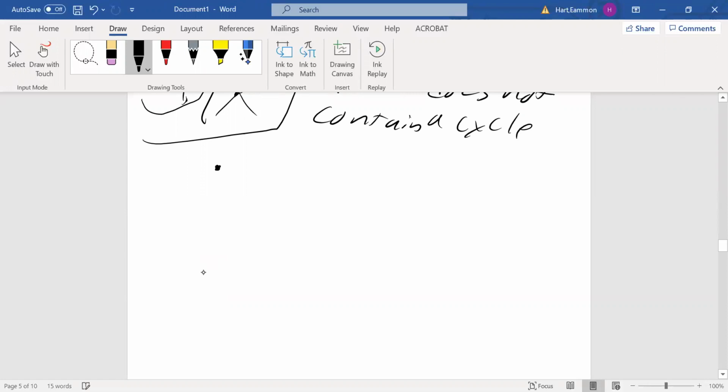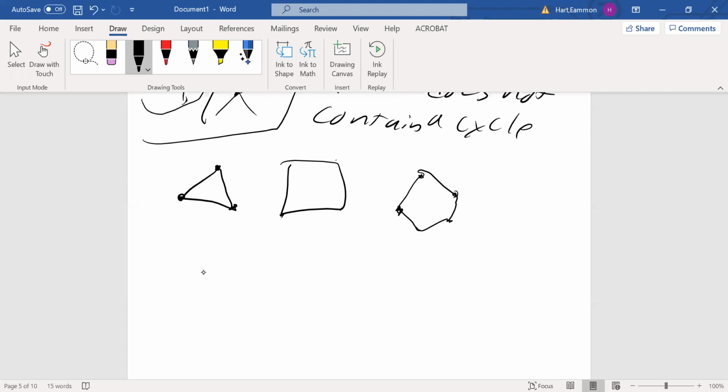So a cycle on an intuitive level is exactly what it sounds like. Something like this. And if a graph contains a cycle, then that means that this is a subgraph of it. So this would be a graph that contains two cycles and is therefore not a tree.